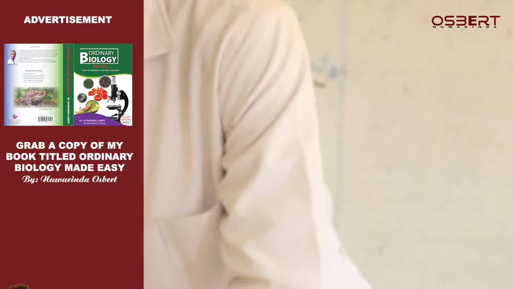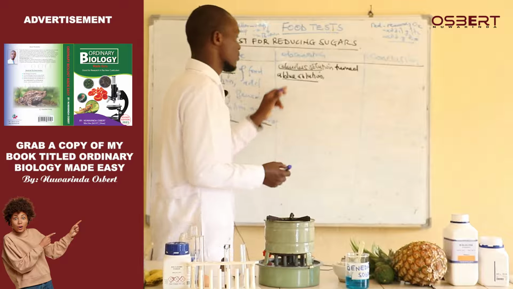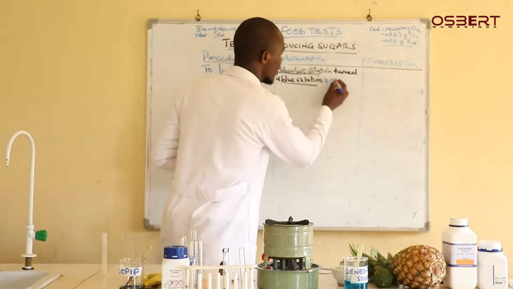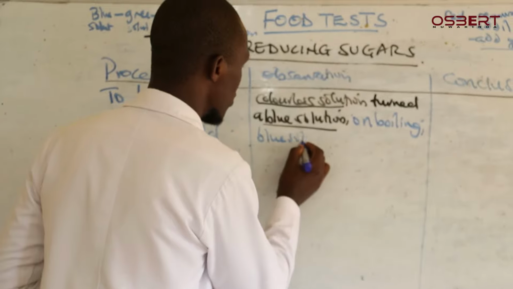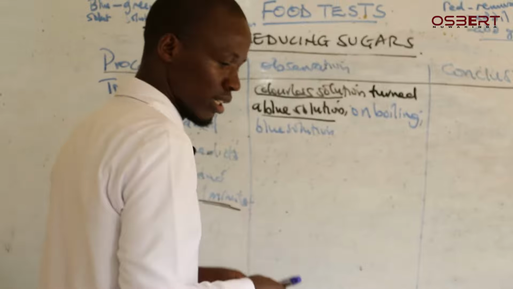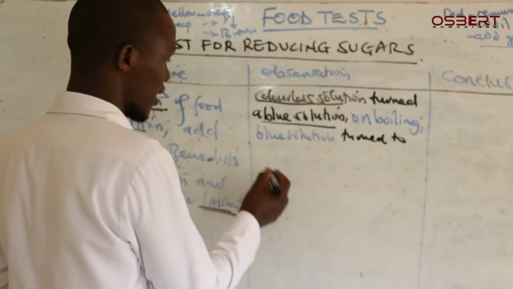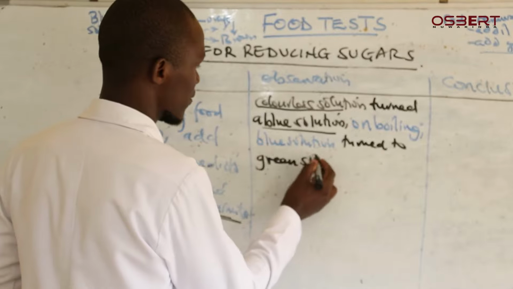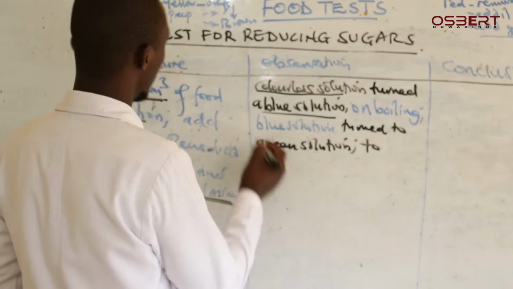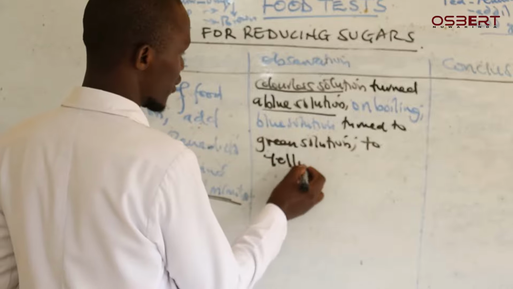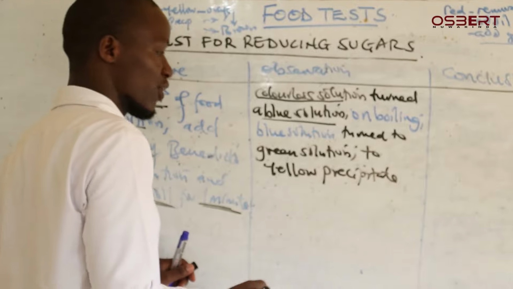So come with me now. When it comes to writing, we shall say that the colorless solution turns to a blue solution, and then we shall say, on boiling, the blue solution turned first to a green solution, then to yellow, and after the yellow is a precipitate, to a yellow precipitate. Chemically, with the reaction which takes place, yellow is a precipitate.